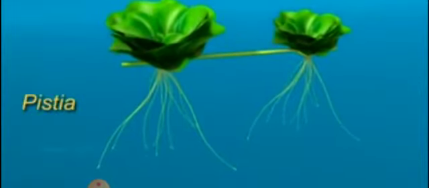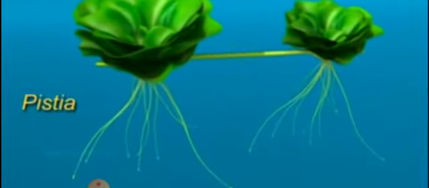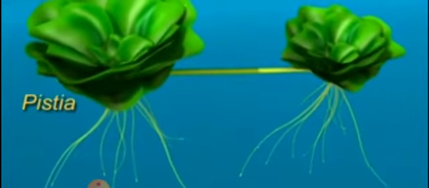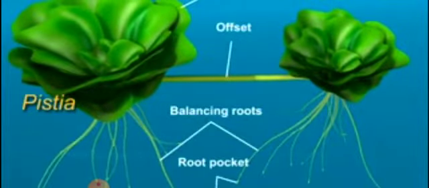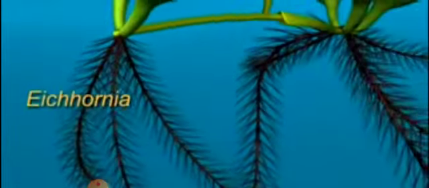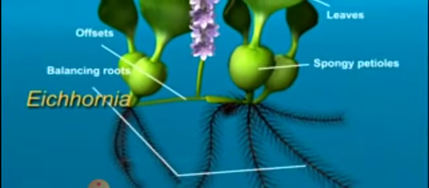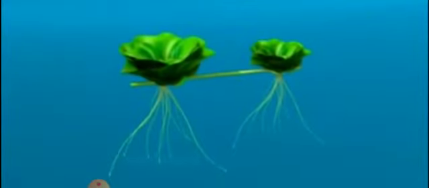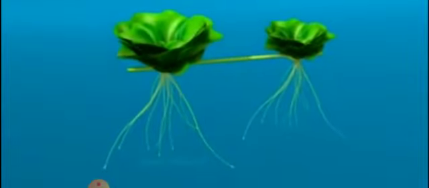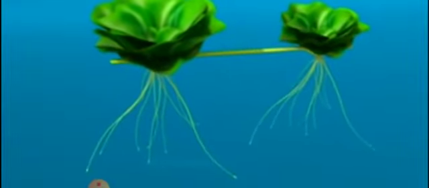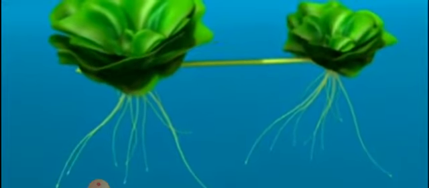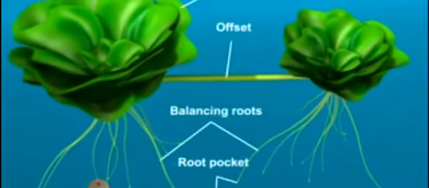Talking about offsets, these are one-internode-long runners that occur in some aquatic plants. Here we can see the presence of an offset in the case of Pistia. It is also observed in the case of Eichhornia, that is water hyacinth. Breaking of the offset helps in propagation of the plant, as can be seen in the case of Pistia, that is water lettuce.